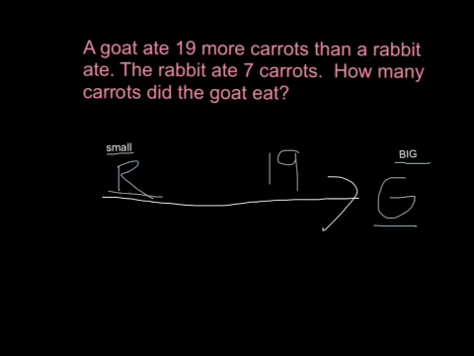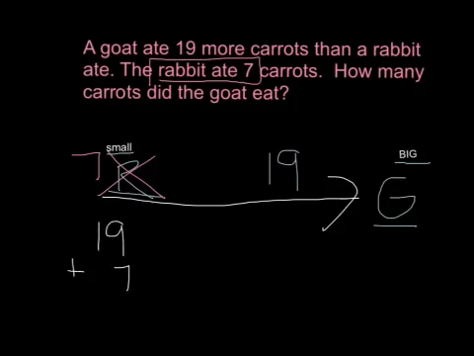Now, we have another thing that we can cross out. We can cross out the R because we know that the rabbit ate 7 carrots. So that can become 7. Now, if we're missing the big number, are we going to add or subtract? We're going to add. So we're going to add 19 plus 7.